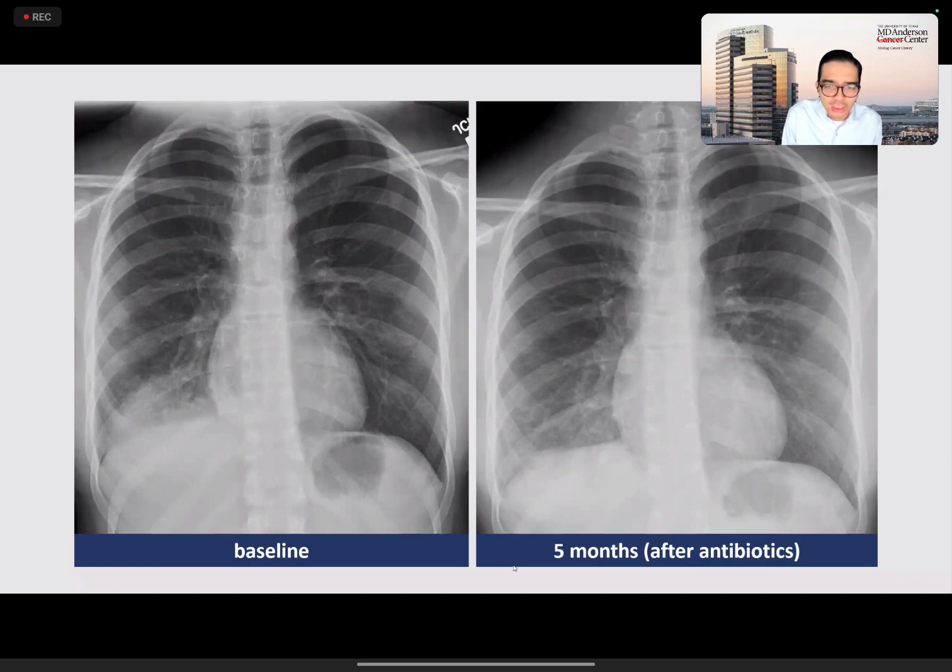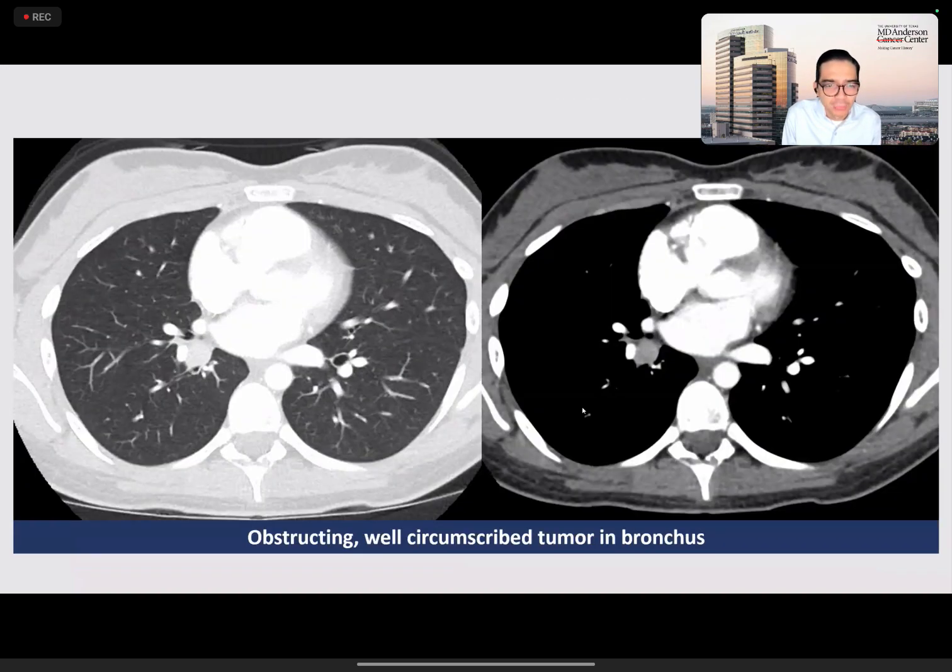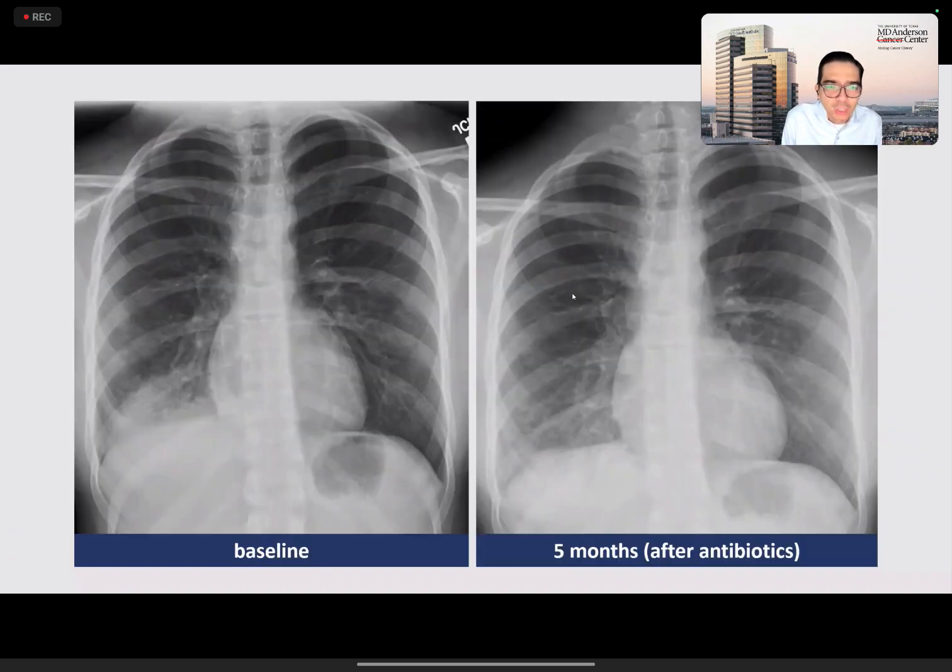And here's another patient, baseline, and then 5 months after antibiotics, persistent consolidation there. Now, this patient did not have blasto. This patient had an endobronchial obstruction from a carcinoid tumor. And if we go back, it's subtle, but you can see there's a very faint nodule right here in the right infrahilar region.